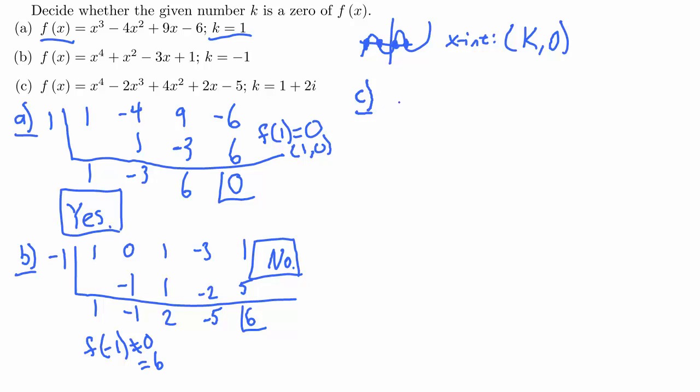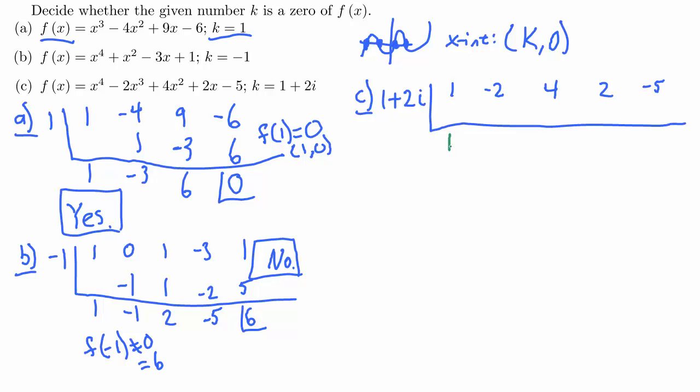Let's look at letter C now. Letter C is a non-real complex number. I haven't said anywhere in here that I had to just use real numbers, real possible zeros. So I'm going to go ahead and do this using that 1 plus 2i. Now that gives me a 1, -2, 4, 2, -5. And I'm going to go ahead and change colors here just so you don't get too confused.